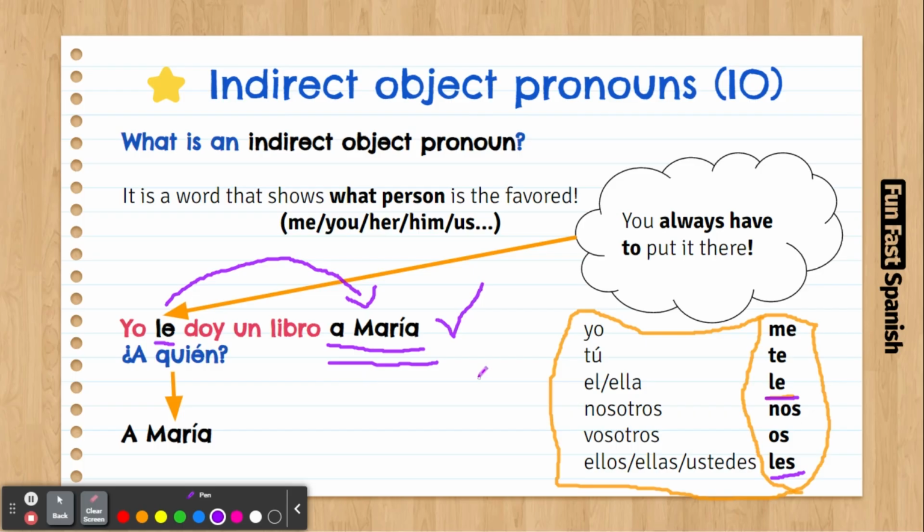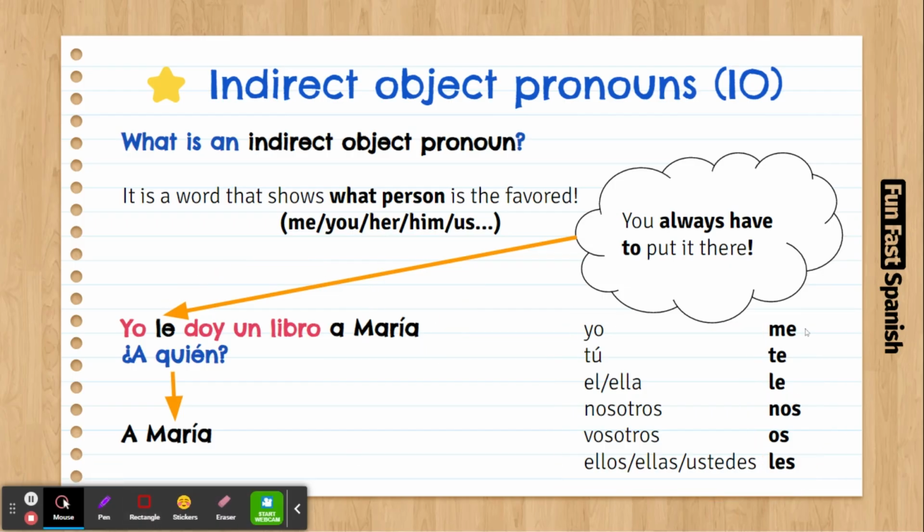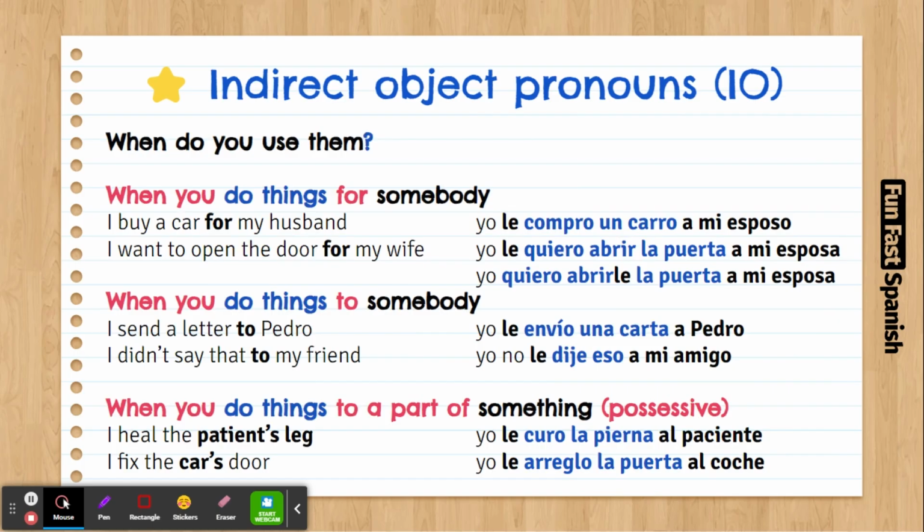So these are the indirect pronouns, and that's pretty much it. You have to use them always when you have these kinds of verbs, like to give, to say, to send, to borrow also. That's how you use these indirect object pronouns. Let's have a look now at some real examples so you can materialize this concept.